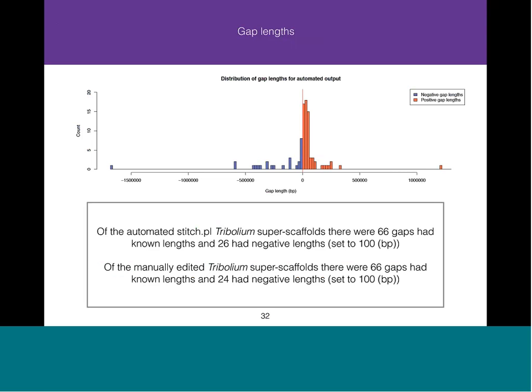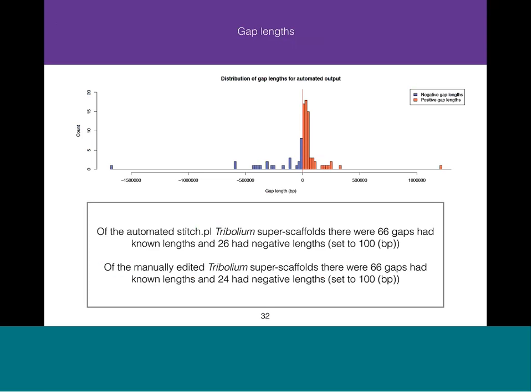So our automated version of Stitch iterated 5 times, and we found more positive gaps than negative gaps, 66 positive and 26 negative. But there are some extremely small negative gap lengths indicated in this histogram in blue in this first run of it. So we also have a manually edited version of Tribolium where we use information from the genetic map to include lower quality joins that BNG also supported.